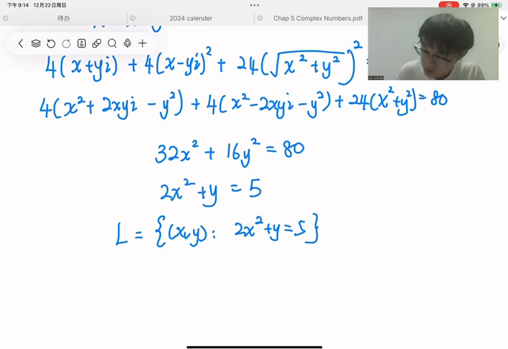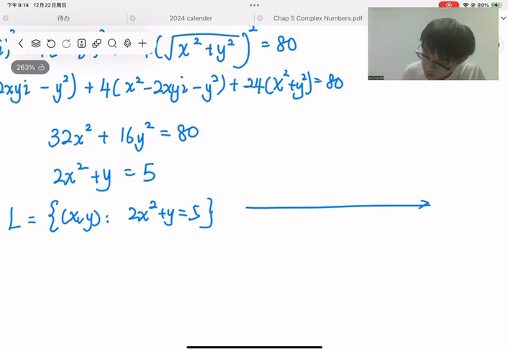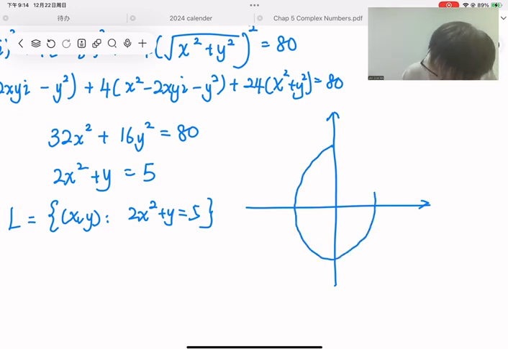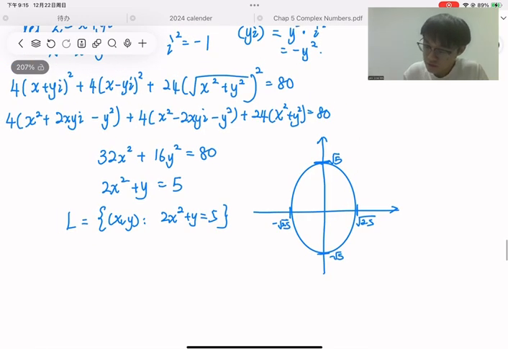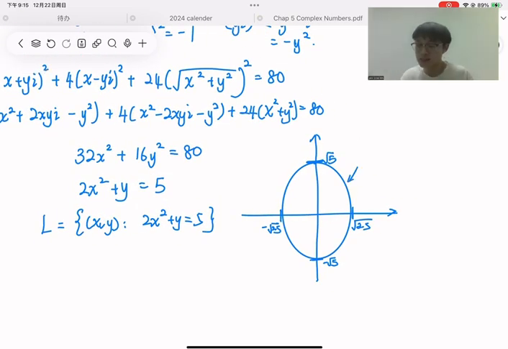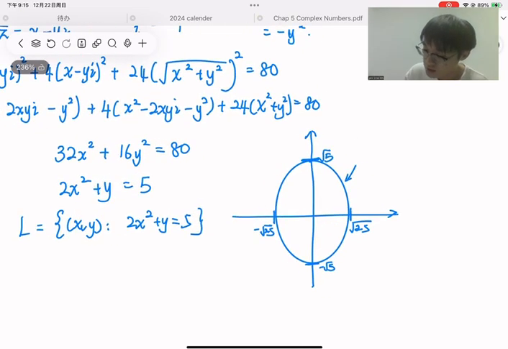We can also draw this equation as a curve, which is an ellipse. The y-intercepts are plus or minus square root 5, and the x-intercepts are plus or minus square root 2.5. Since the equation is equal to 5, we do not need to shade the region, because the equation is a curve, not a region. So this is the second type of locus. This locus is a curve.